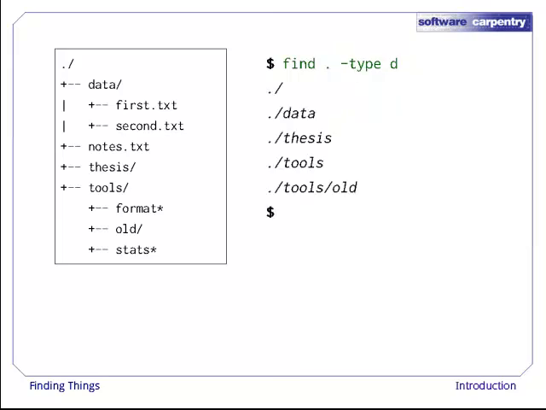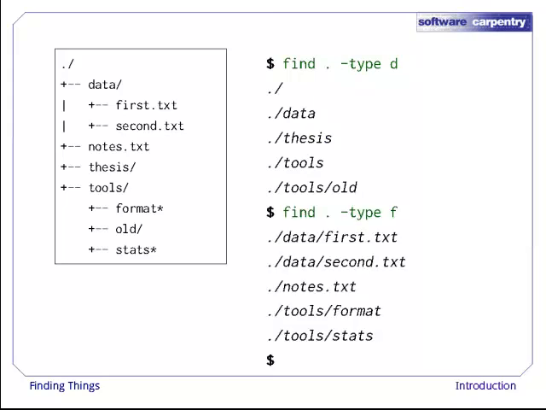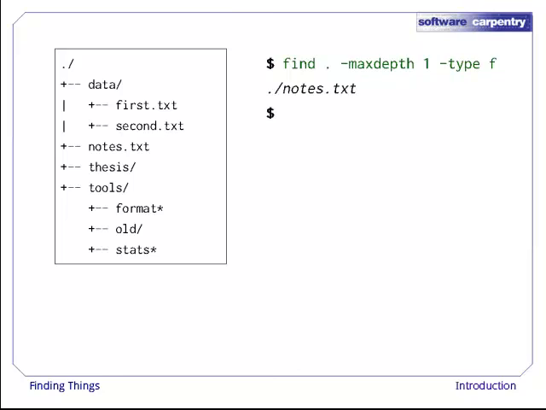Sure enough, find's output is the names of the 5 directories in our little tree, including dot, the current working directory. If we change -type d to -type f, we get a listing of all the files instead. Find automatically goes into subdirectories, their subdirectories, and so on to find everything that matches the pattern we've given it. If we don't want to go that deep, we can use -maxdepth to restrict the depth of search. Here, -maxdepth 1 tells find to only look at this level, so the only file it finds is ./notes.txt.